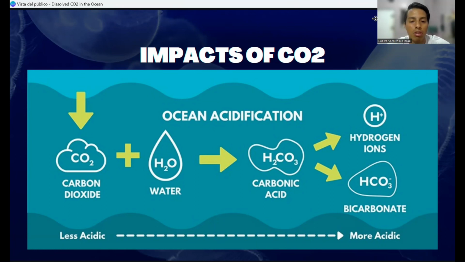This may not appear to be much of a change, but remember that since pH is on a logarithmic scale, this decline represents a 30% increase in acidity. It should be noted that even at a pH of 8.1, the ocean is not actually acidic. The term acidification refers to the fact that the pH is becoming lower. For example, the water is moving towards more acidic conditions.